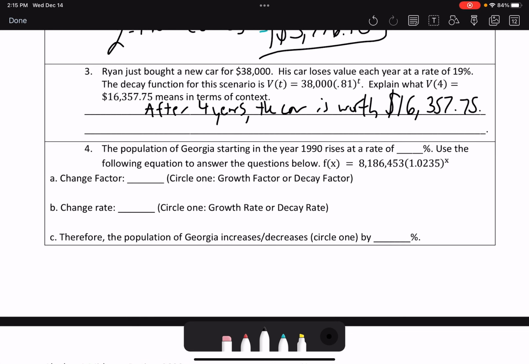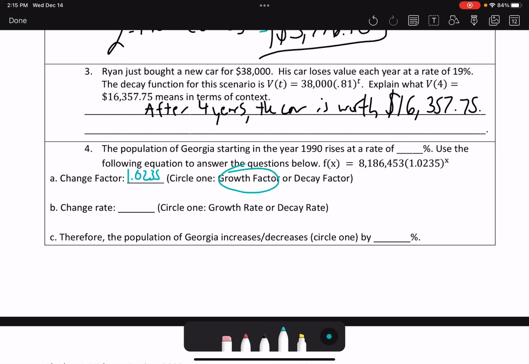Number 4 is very similar to a problem that you had on your test. So it says the population of Georgia starting in the year of 1990 raises at a rate that's not given to you. You're going to use the following equation to answer the questions below. So it says f of x equals 8,186,453 multiplied by 1.0235 to the x power. My change factor in this case is going to be what's inside my parentheses. That's 1.0235. This is bigger than 1, so it is a growth factor.